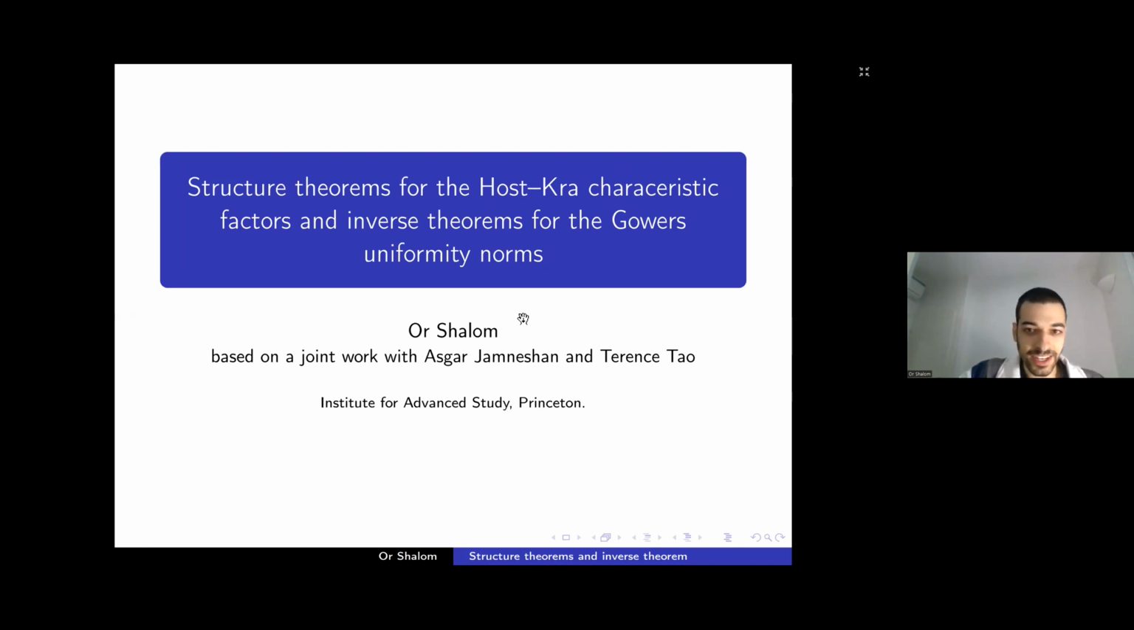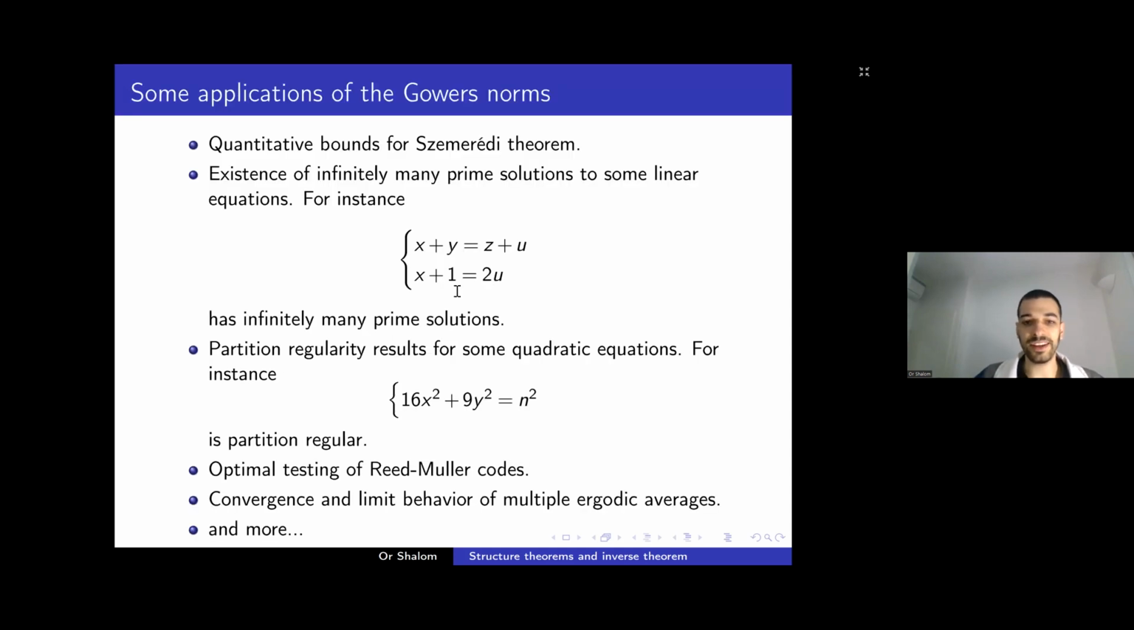So maybe before I begin, I would like to give some applications for the Gowers uniformity norms in many areas without really going into details, just to show you how many there are. There is a proof of Gowers where he introduced the Gowers norms, in which he proves quantitative bounds for Semeredi's theorem. I will tell you more about this in the next slide. Another application of the Gowers norms is a result of Green and Tao, where they prove that there exist infinitely many prime solutions to certain systems of linear equations.